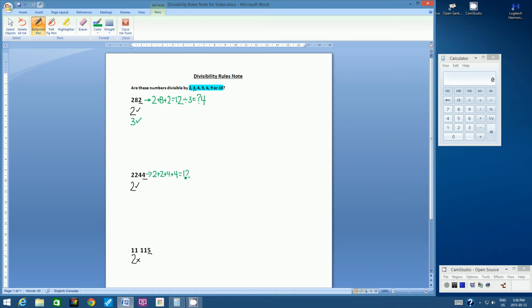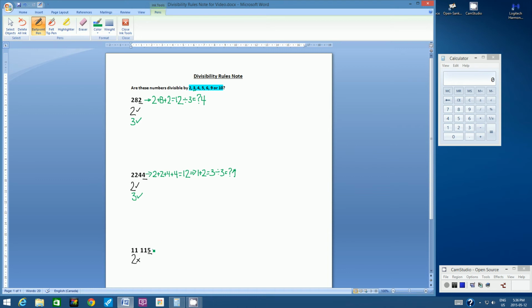Now let's say we had a number that was too difficult to see if it was divisible by 3. Then what we can do is add these two numbers together. 1 plus 2 equals 3. Is 3 divisible by 3? Does it give you a whole number? Yes, it does. It gives us 1. So 2,244 is divisible by 3.